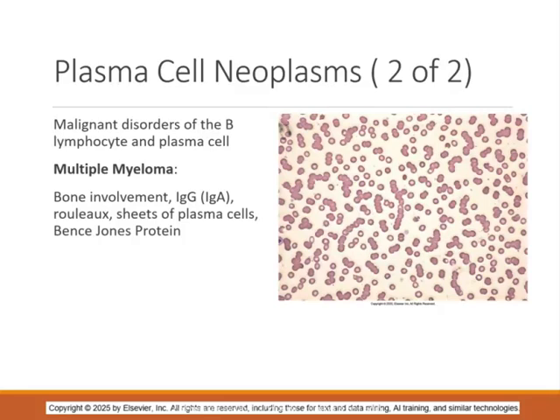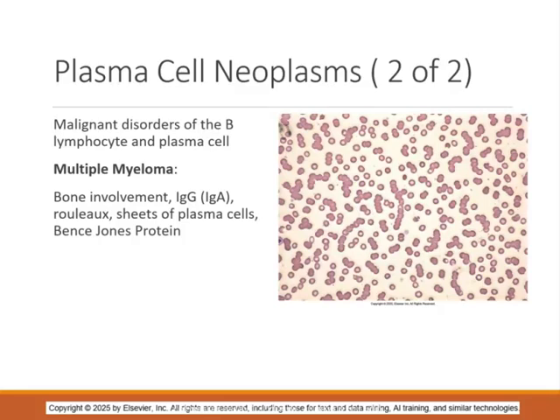So when we look at the malignant side of the B lymphocyte and plasma cell, it's multiple myeloma. So with multiple myeloma, we have bone involvement. The immunoglobulins they're producing are IgG, immunoglobulin G, or IgA. And because there's so much protein, the protein covers over the red cells. They're supposed to normally repel each other and stay some distance apart. Well, they can't now because the protein is taking that charge away. So they stick to each other. And that's why you get that rouleau, like coins or dishes.